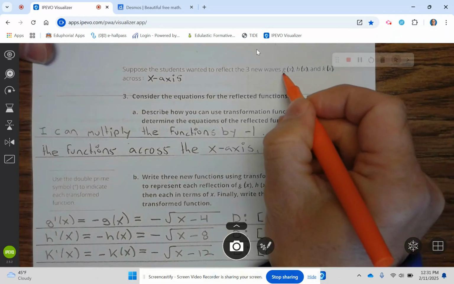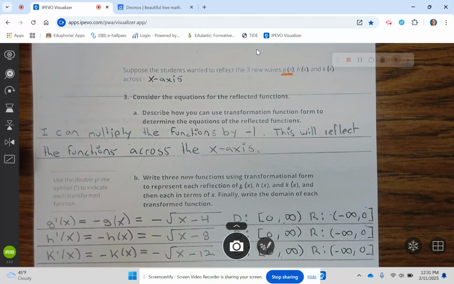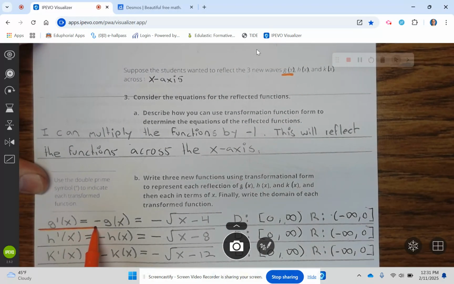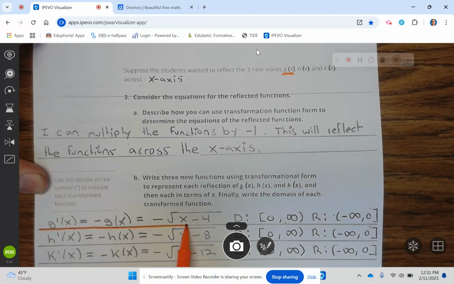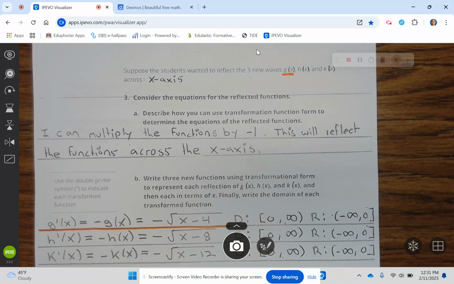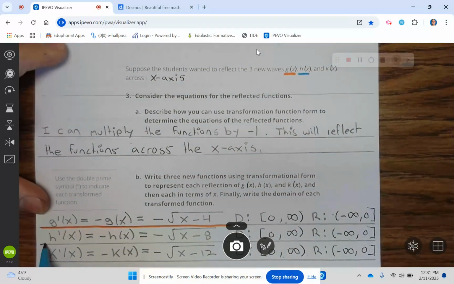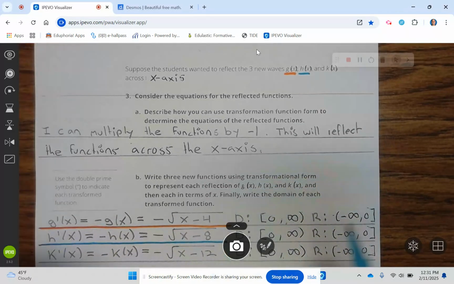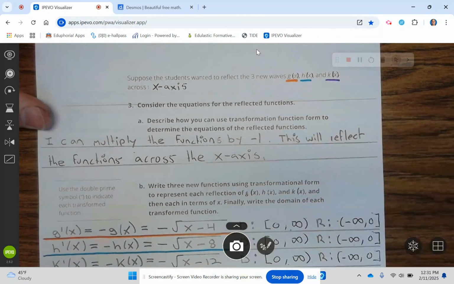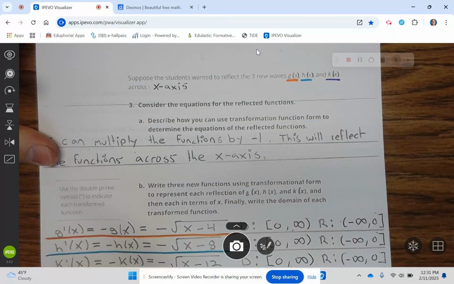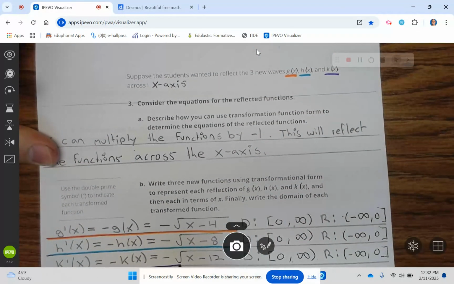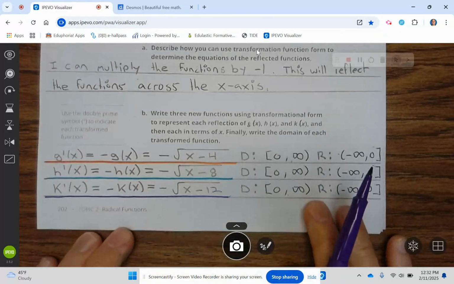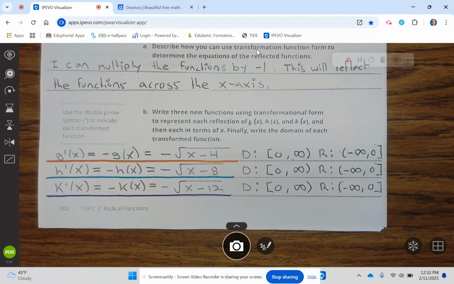Okay, so g prime of x equals negative g of x equals negative square root of x minus 4, where the domain is 0 to infinity, range is negative infinity to 0. H prime of x equals negative h of x equals negative square root of x minus 8, where domain is 0 to infinity, range is negative infinity to 0. And k prime of x equals negative k of x equals negative square root of x minus 12, where the domain is 0 to infinity and the range is negative infinity to 0.